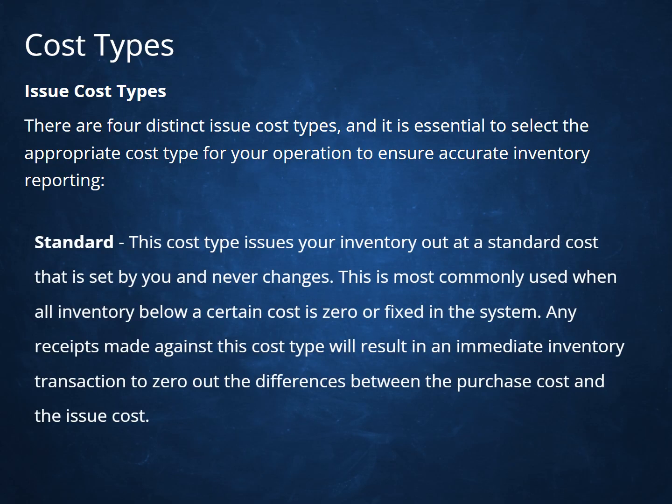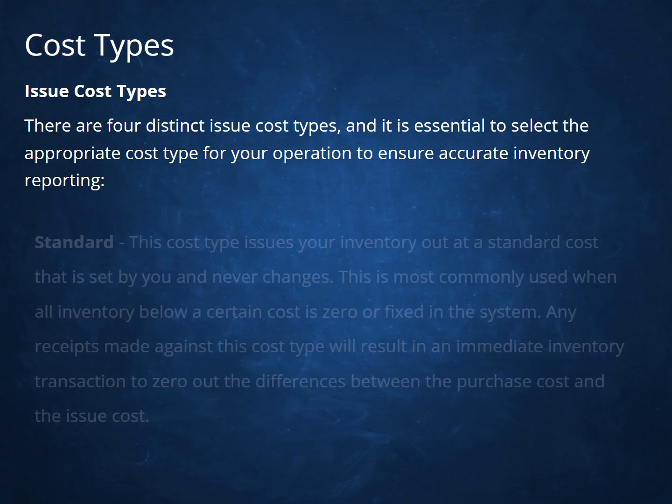Standard. This cost type issues your inventory out at a standard cost that is set by you and never changes. This is most commonly used when all inventory below a certain cost is 0 or fixed in the system. Any receipts made against this cost type will result in an immediate inventory transaction to zero out the differences between the purchase cost and the issue cost.